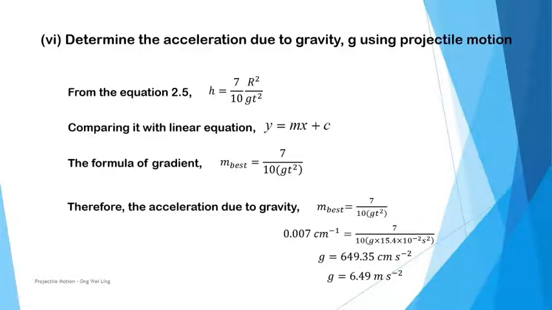Determine the acceleration due to gravity g using the projectile motion. From equation 2.5, h equals 7 over 10 r squared over g t squared. Compare with the linear equation y equals mx plus c. The formula of gradient m best equals 7 over 10 g t squared. Therefore, the acceleration due to gravity g equals 6.49 meter per second squared.